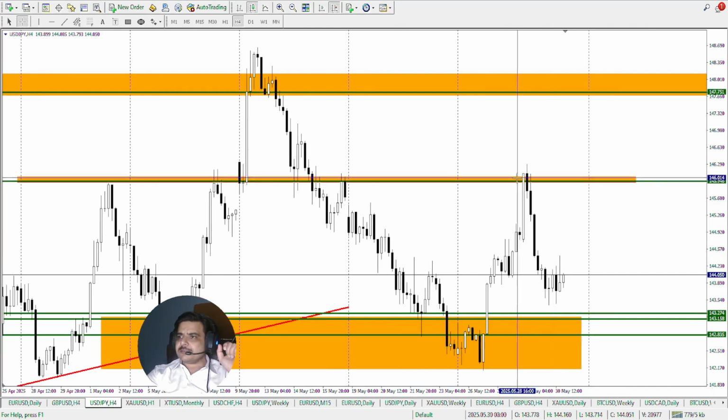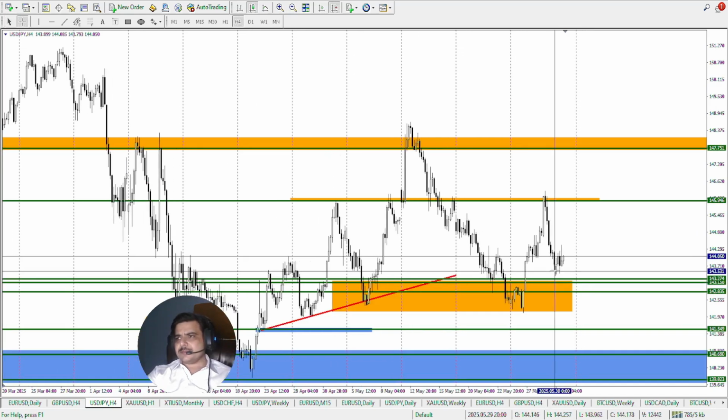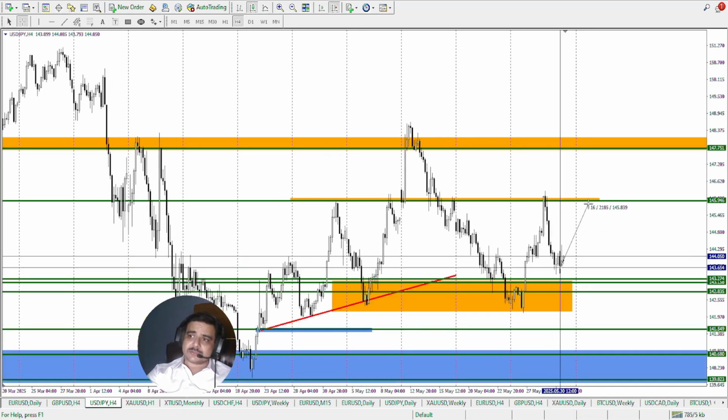331 pips of profit, and then again an entry here. The market barely went 32 pips, and again dropped to 47 pips. So the dollar yen analysis worked very nicely right here. Now it again shows that in the upcoming week the start might be bullish.